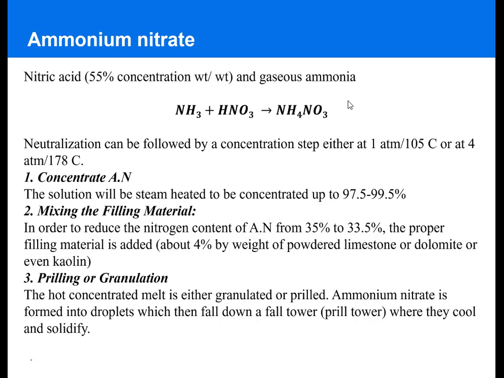The third step includes mixing with filling substances in order to reduce the nitrogen content from 35 to 33.5, and that is achieved by adding 4% by weight of powder limestone or dolomite or even kaolin. The final step includes prilling or granulation of the hot concentrated melt of ammonium nitrate to form it into droplets, which then fall down where they cool down and solidify as granules.